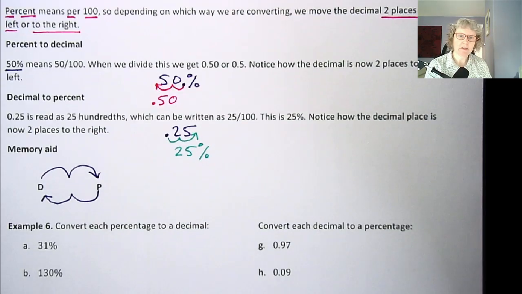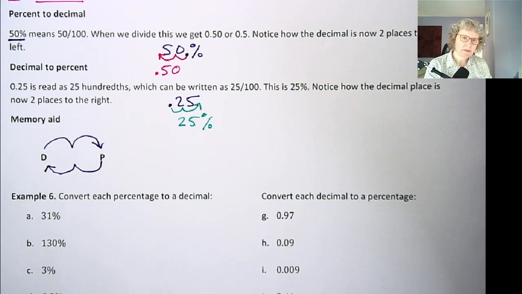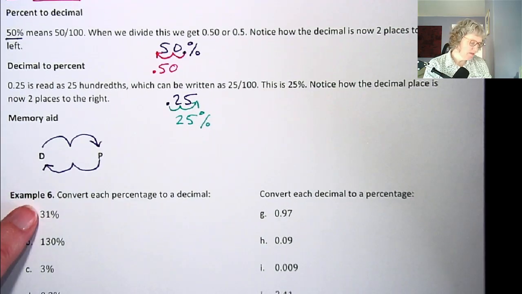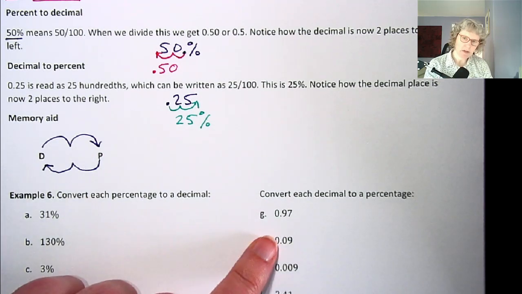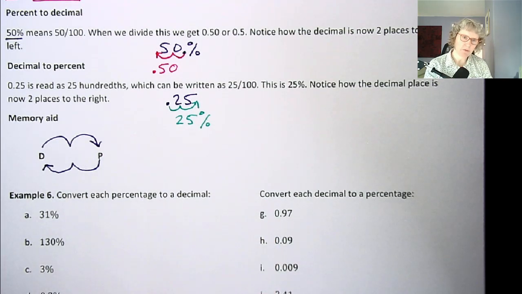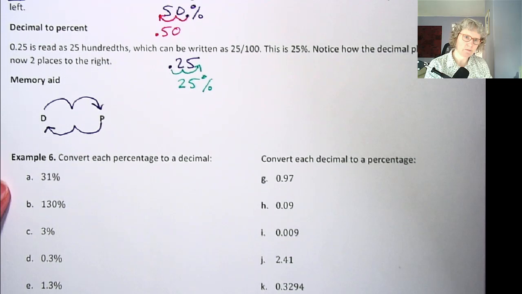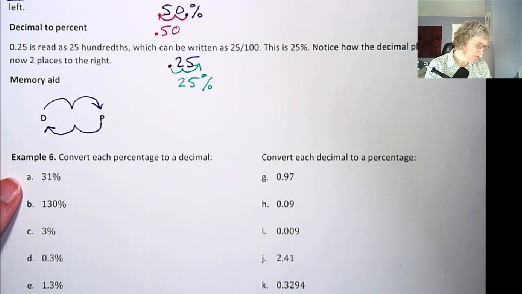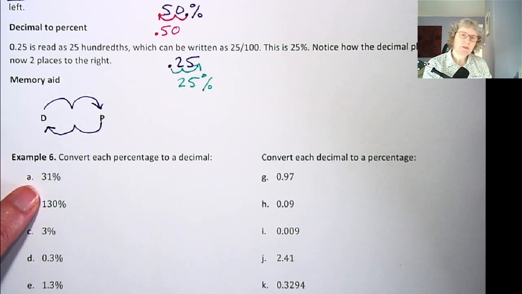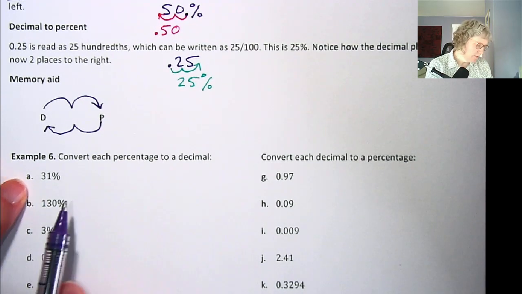Okay, so let's try it out. We've got on the left side a bunch of percentages that we're going to turn into decimals. And on the right column, we've got a bunch of decimals we're going to turn into percents. And we've got a bunch of different place values to work with. So let's try this out. Also, if you just want to try it and then check your answer at the end of the video, that's fine too. But I'll keep going.